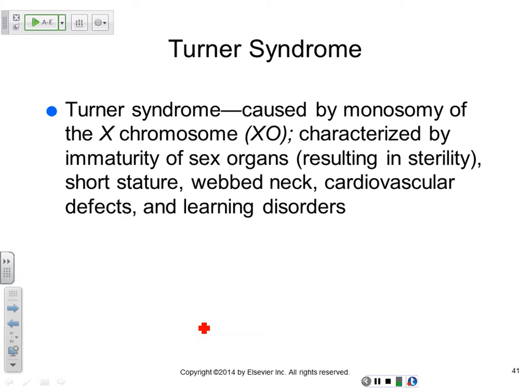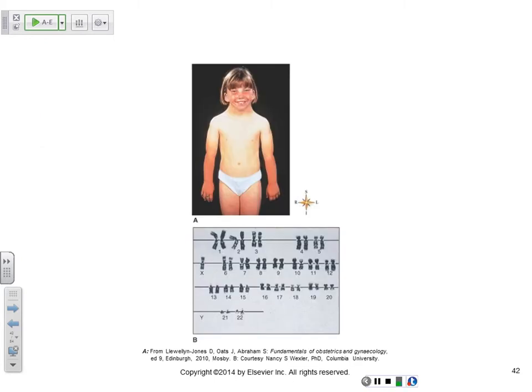This happens when you get non-disjunction on the 23rd pair. So that's that one. I think I'll show you a picture of it, too. And there it is. The problem is Turner syndrome. You see, 1X, and of course there's no Y, so that's where the Turner syndrome comes from.